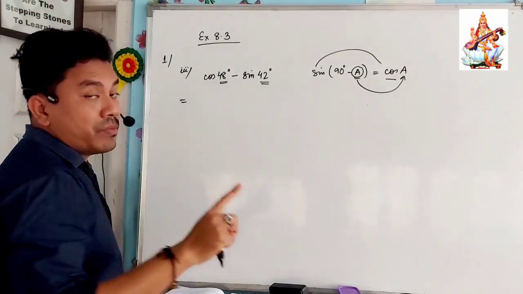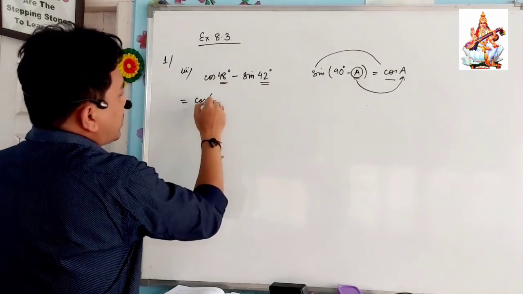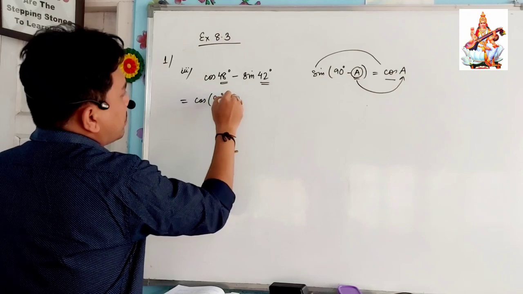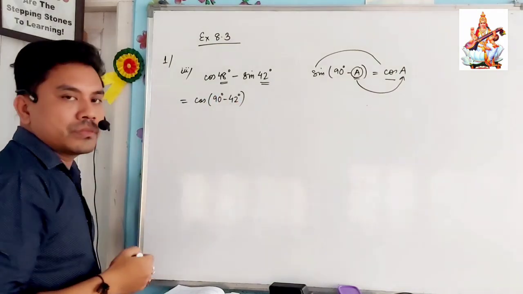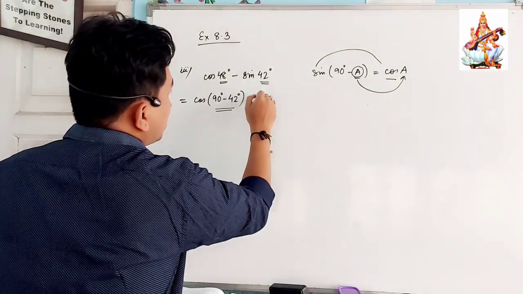Not both, we'll be converting one of them. So let us convert this. Cos 48 can be written as 90 minus what? 42. Can we write? Yes, we can write. In place of 48, we have written 90 minus 42, minus sine 42.